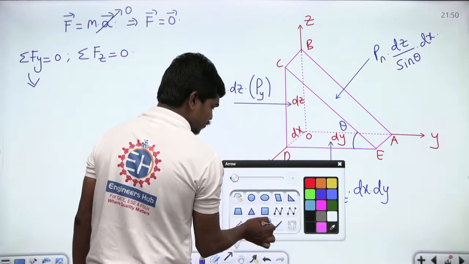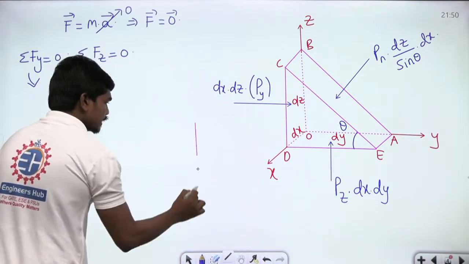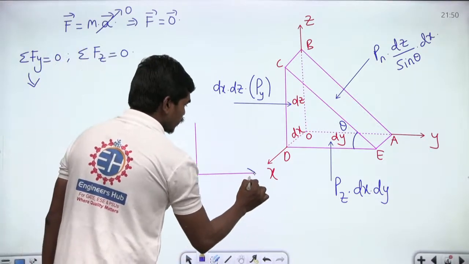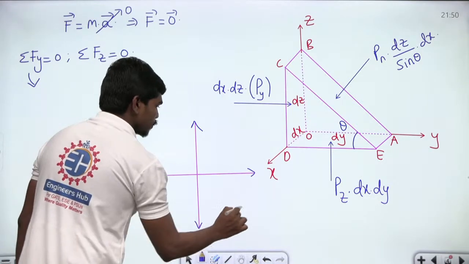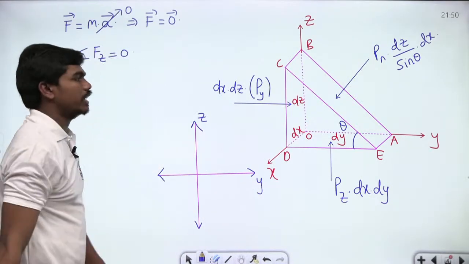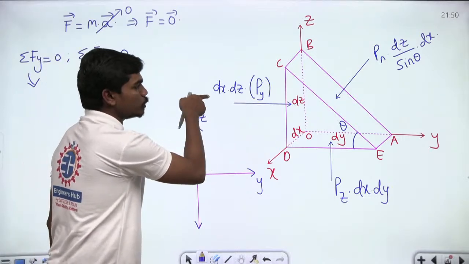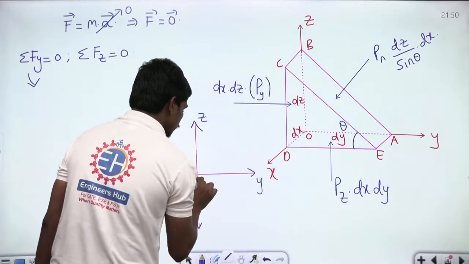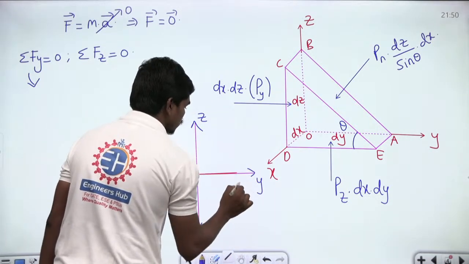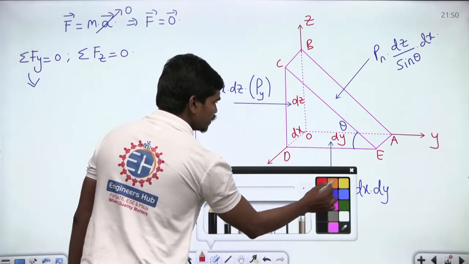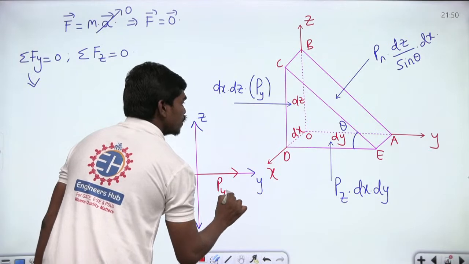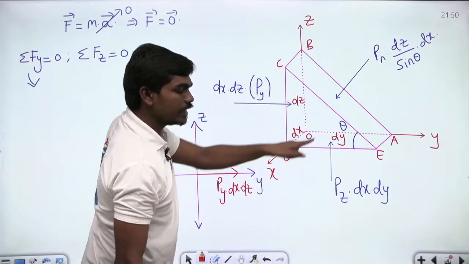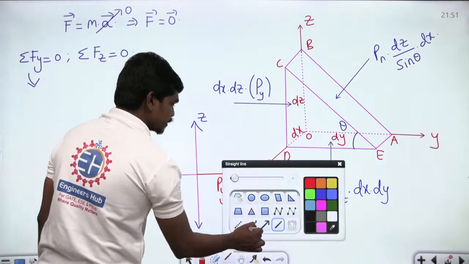Let us suppose we have created one concurrent force system here. Fine. On this concurrent force system, let us suppose this is the y direction and this is the z direction. Then what are the forces that are acting? This Py into dx dz is acting horizontally towards y, correct? So we can draw a force which is acting like this, and of course this force value is Py into dx dz. Next, what is the other force that's acting vertically upwards? This Pz into dx dy. So we can also take this.